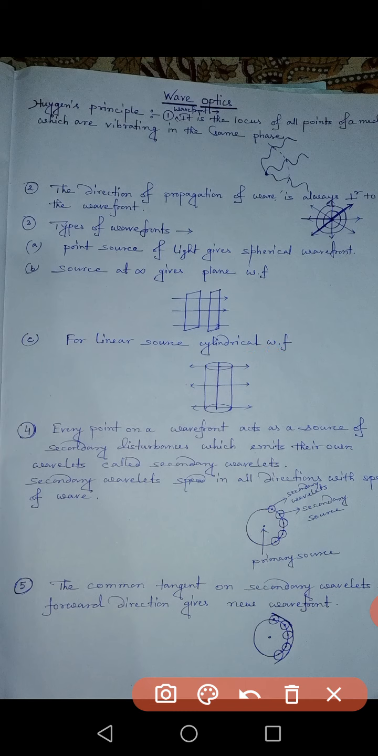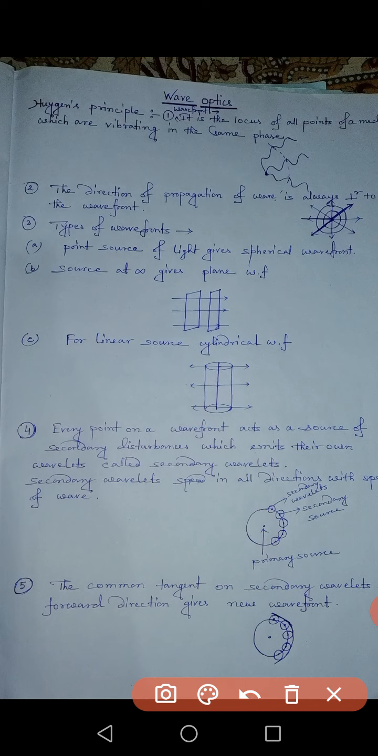Here I have drawn one cylinder. In this way you can draw a number of concentric cylinders. You can draw a cylinder somewhere here, like this, you can draw a cylinder somewhere here. So you can draw a number of concentric cylinders.